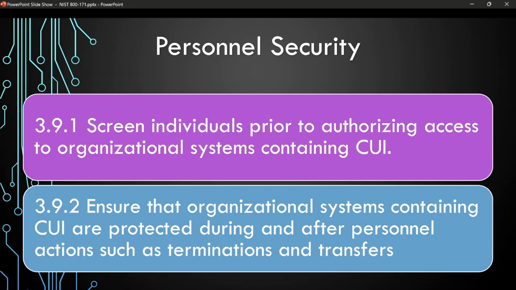And then the other control would be that ensure that organizational systems containing CUI are protected during and after personnel actions such as terminations and transfers. So if someone leaves the company, whether they get a new job, get fired, whatever it is, just making sure that their accounts don't exist, whatever credentials they might have, permissions, making sure that someone else couldn't leverage those to gain access to CUI. Or if someone is in a certain role and has a high level of privileges and then they move to a different role, making sure that those privileges reflect their new role. So if they no longer need some of the permissions they had before, kind of clearing that up.